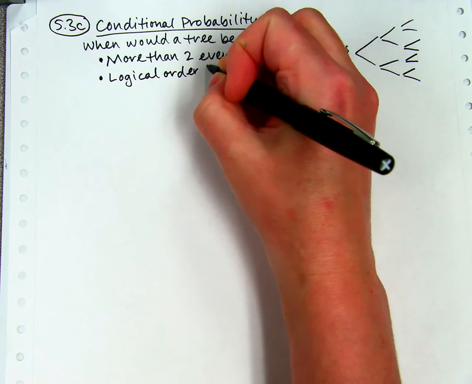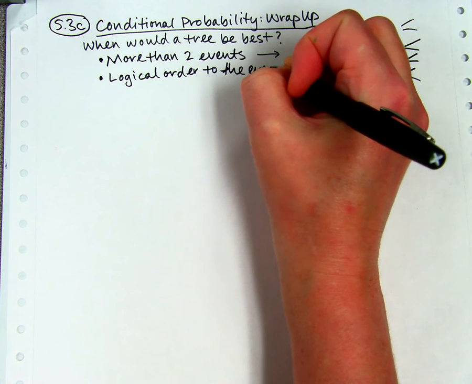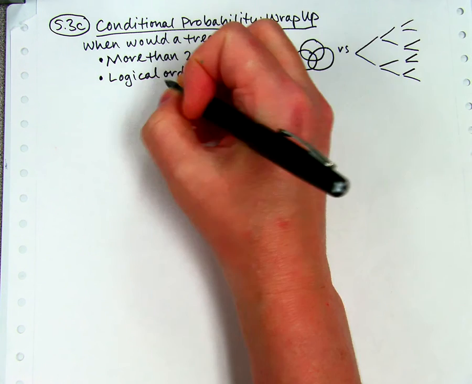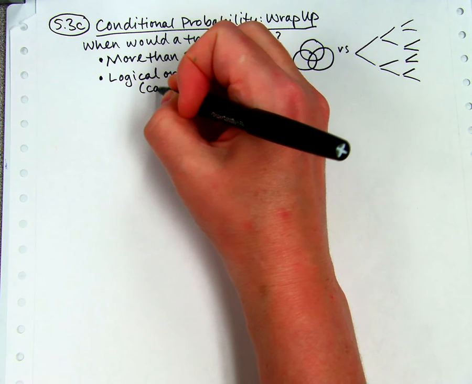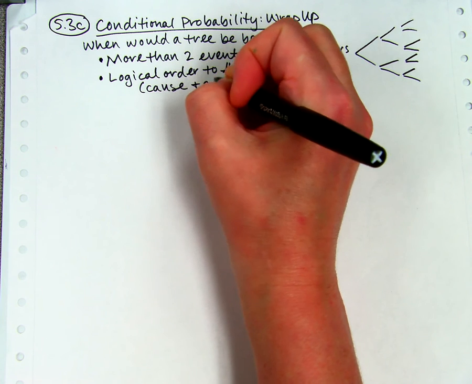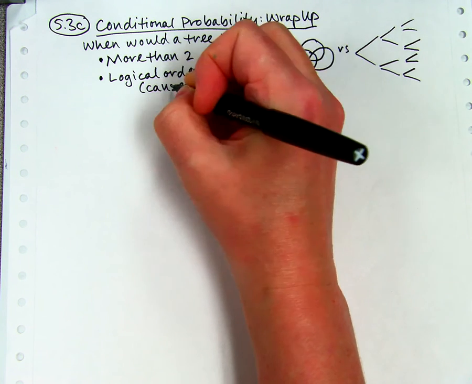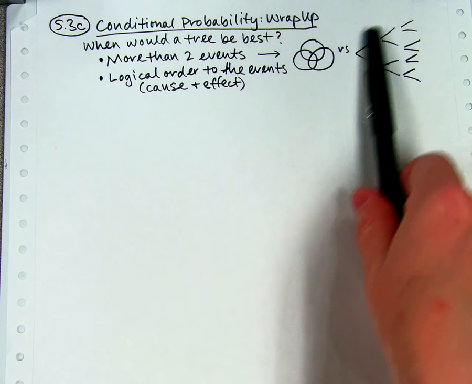So that could be time-wise, or it could be cause and effect. It could be that there actually is a cause and effect relationship, like the one we saw with the internet, where you can't have social media without having the internet first. So if there's a logical cause and effect relationship there, or if we suspect a cause and effect relationship, then it makes sense to make a tree because it's do this first and then the next thing and then the next thing.